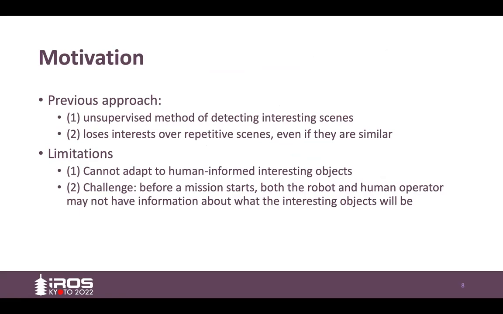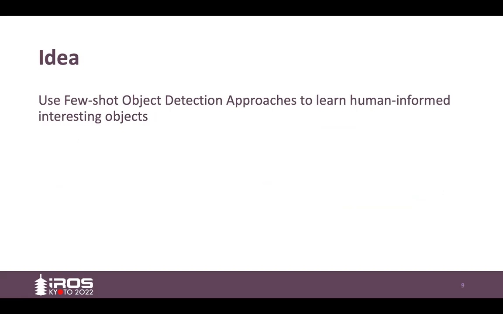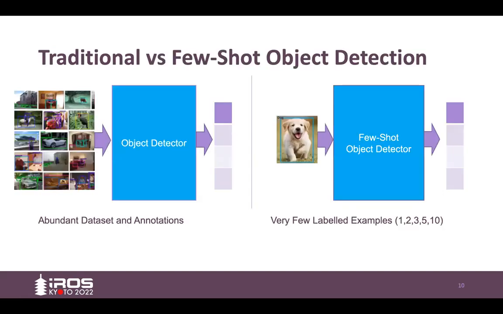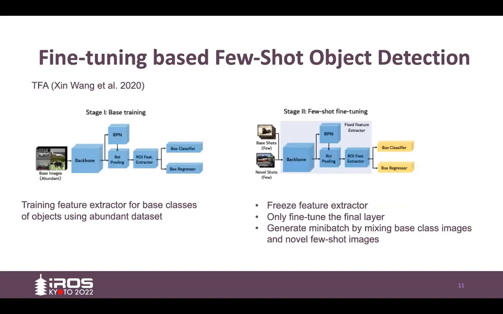So traditional object detection methods that are pre-trained on a predefined class of objects are not applicable to these situations. Our idea is that we use a few-shot object detection approach to learn human-informed interesting objects. Comparing traditional and few-shot object detection, while the traditional object detector uses abundant datasets and annotations to train, the few-shot object detector only uses very few labeled examples.